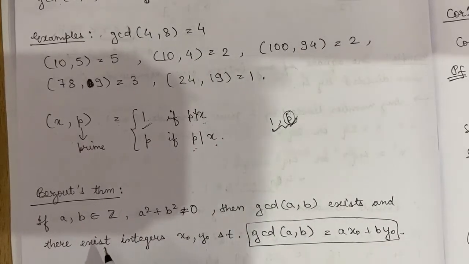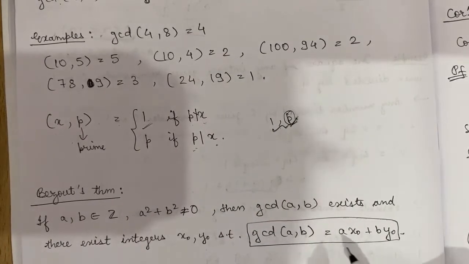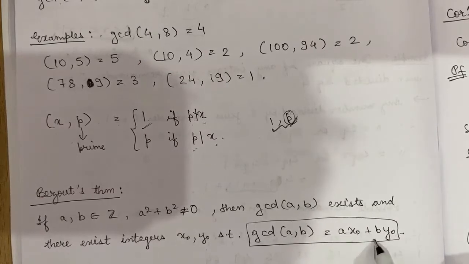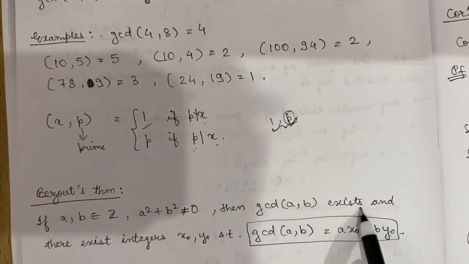So this basically gives you a way of writing the GCD as a linear combination of the integers. GCD of A and B is equal to just A times x0 plus B times y0. And this also guarantees the existence of the GCD, that GCD of A and B exists.